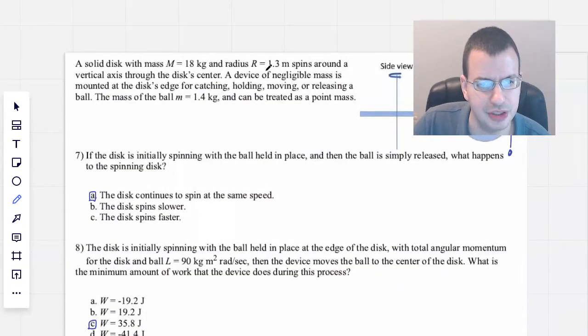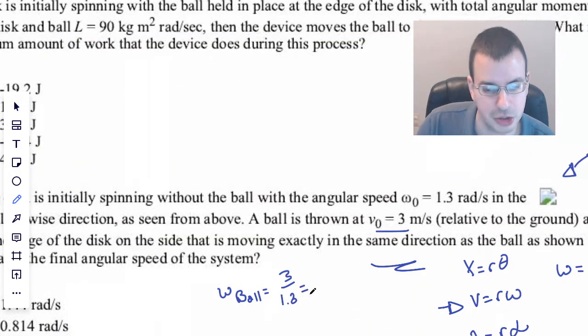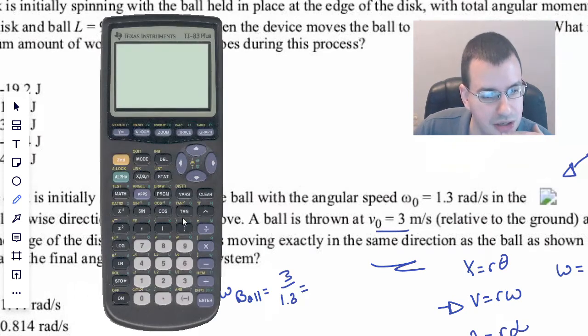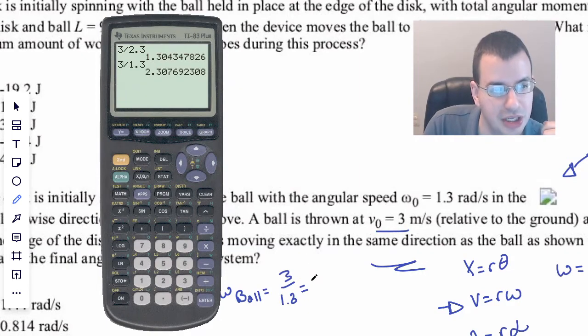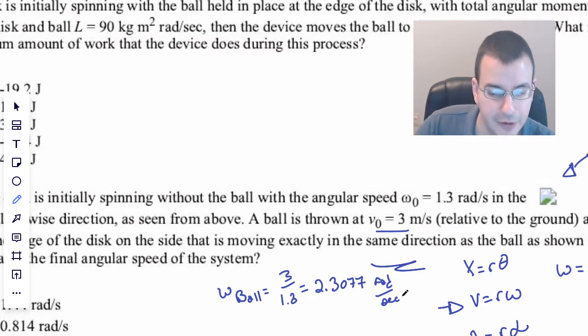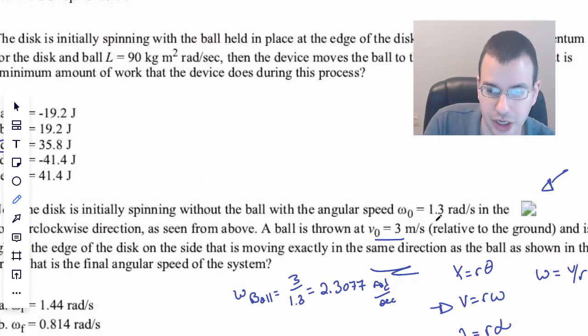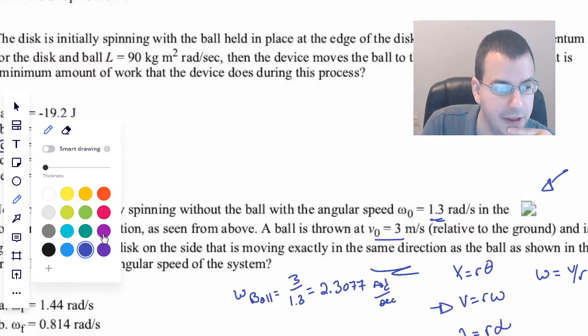Which I think is also 1.3. There seems to be a lot of 1.3s involved. Yep, 1.3 meters, it's the edge of the disk, which is 1.3 meters. So we have 3 over 1.3, which is 2.3077 radians per second. Okay, so 2.3 is greater than 1.3, therefore the ball will actually speed up the disk.